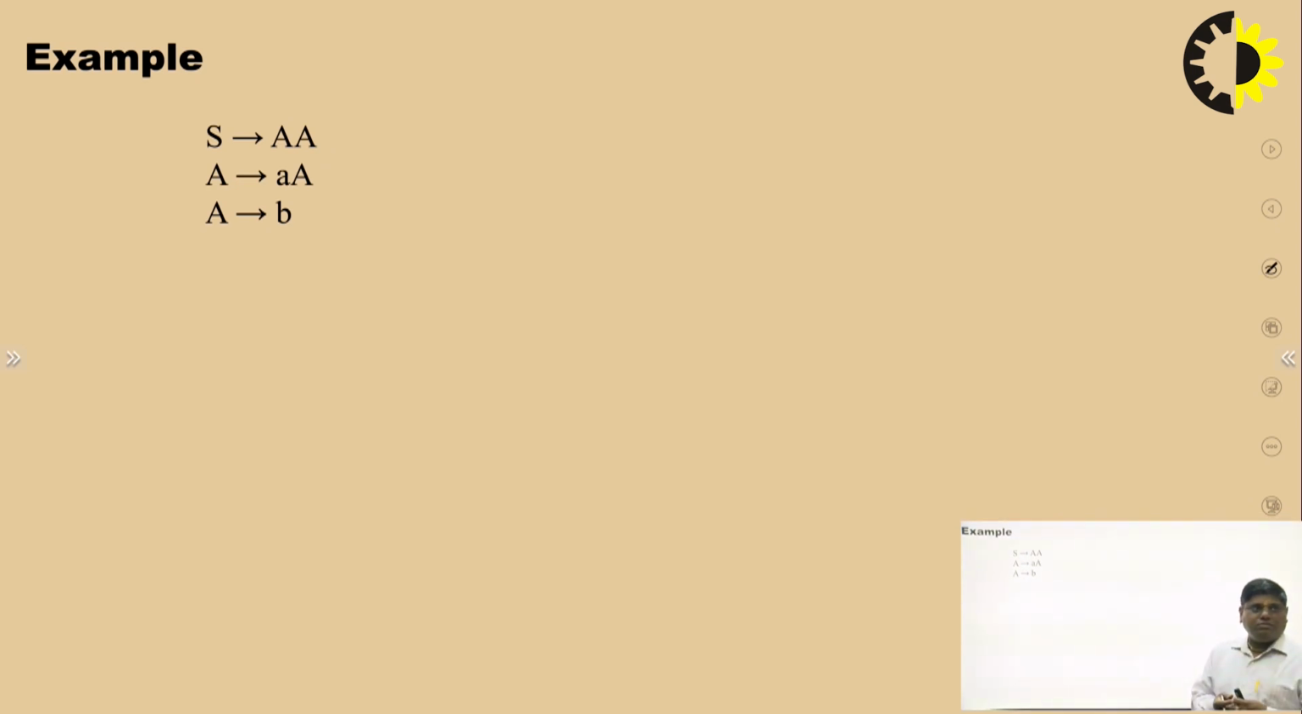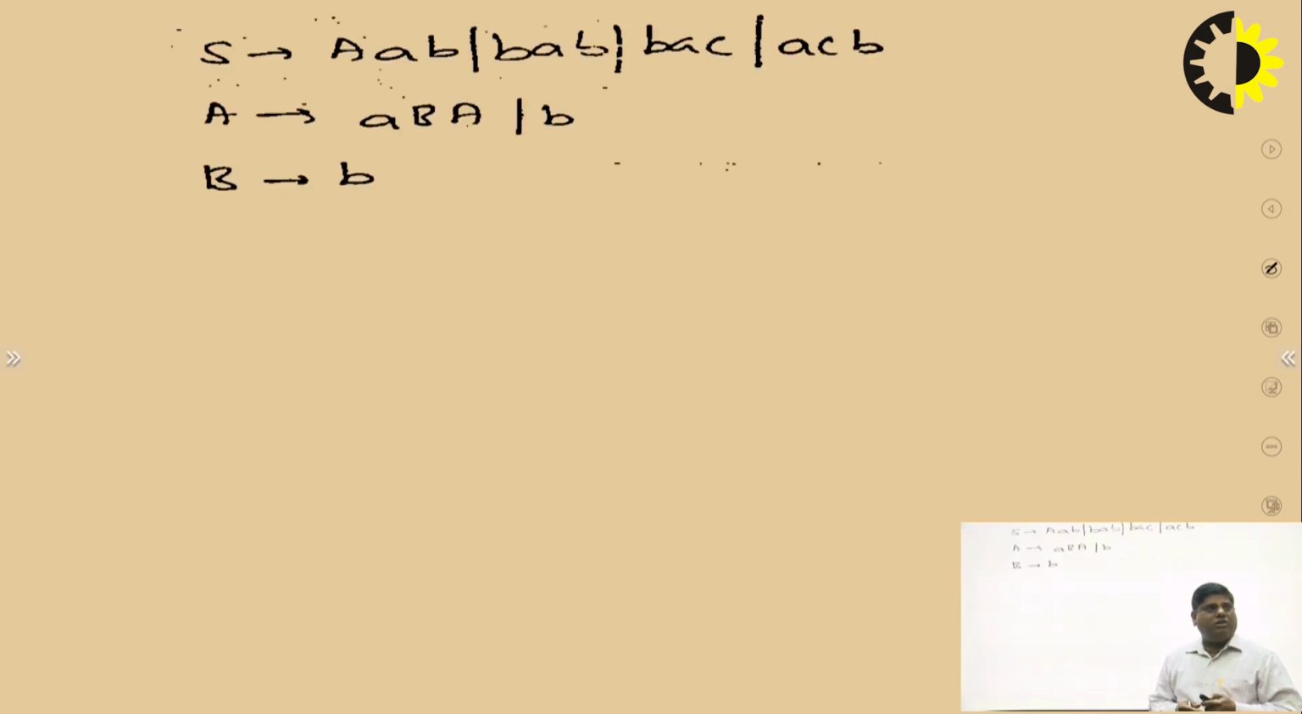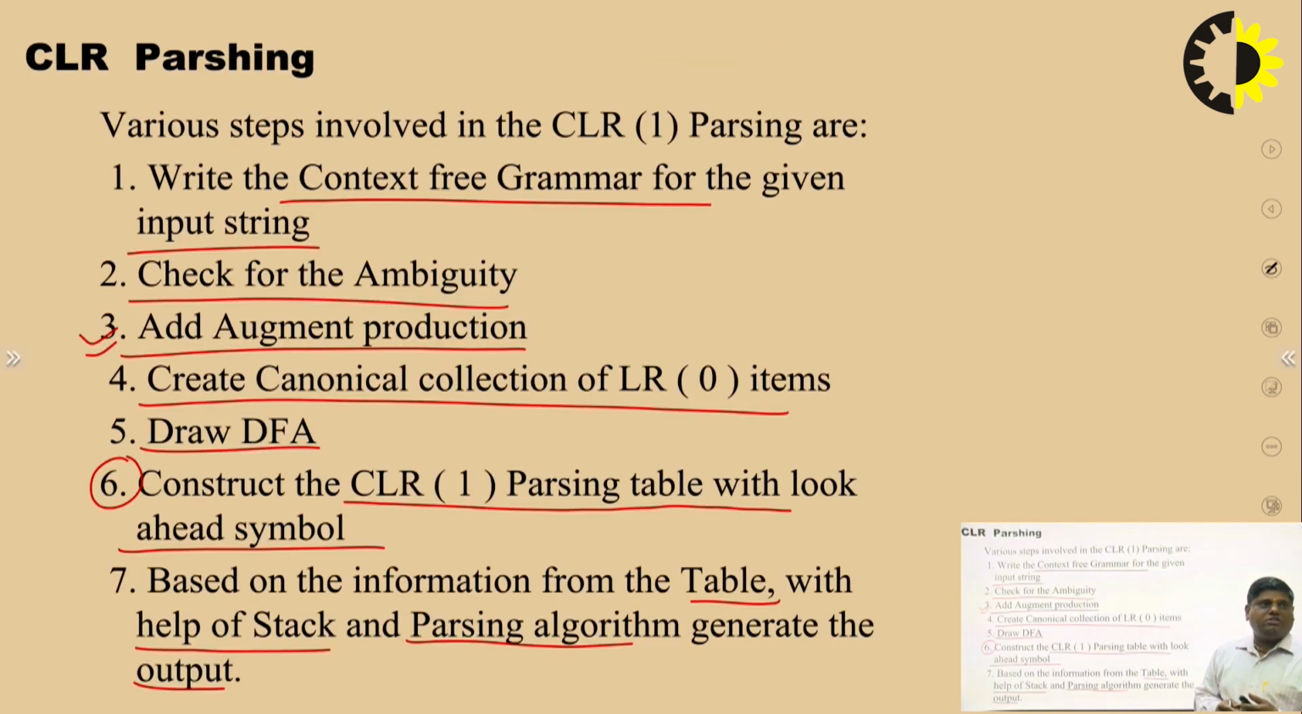What is the first step? We check whether the grammar is ambiguous or not. This grammar is not ambiguous, because with the help of this grammar we generate only one LMD and one RMD. If more than one LMD is generated, then the grammar is ambiguous. Okay, this grammar is unambiguous, so we go to the next step. What is the next step? To add the augmented grammar.